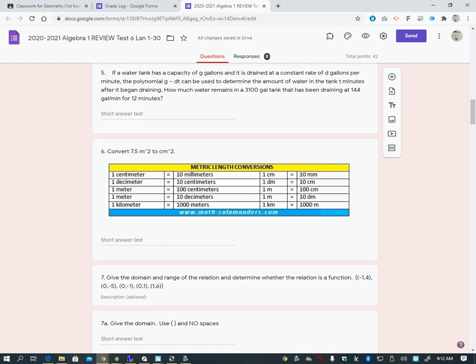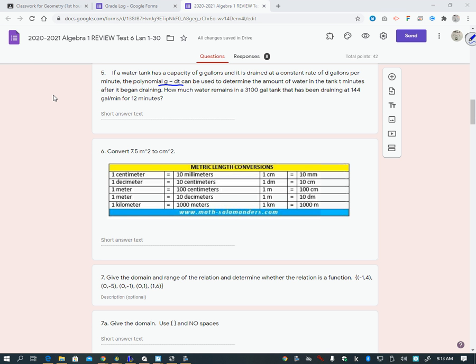5. If a water tank has a capacity, you notice at this point how many questions that we've seen before? So far, have we run into anything new? No, so we should be getting better at these things as we go. Our test score should be going up as we continue to review old question types. So if a water tank has a capacity of G gallons, it's drained at a constant rate of D gallons per minute. The polynomial G minus dt. See, they give you all this stuff, and then they actually write the formula for you. So you're not even trying to think this out. It can be used to determine the amount of water in a tank.